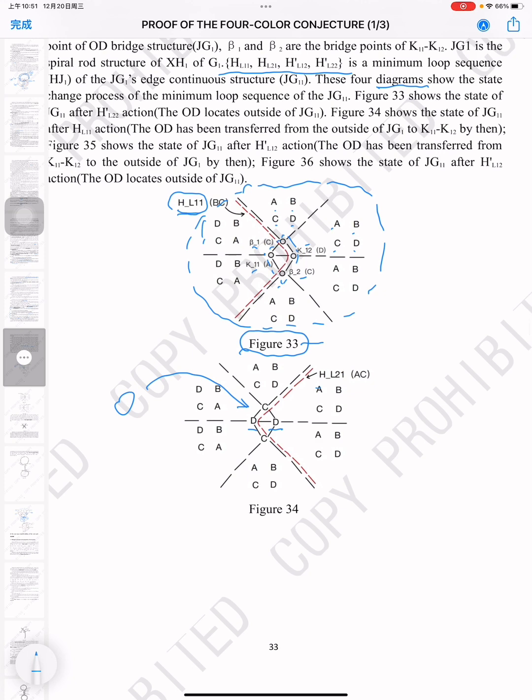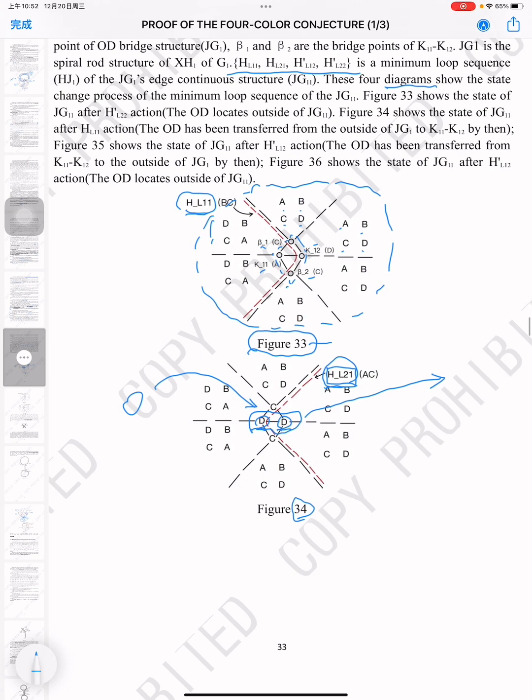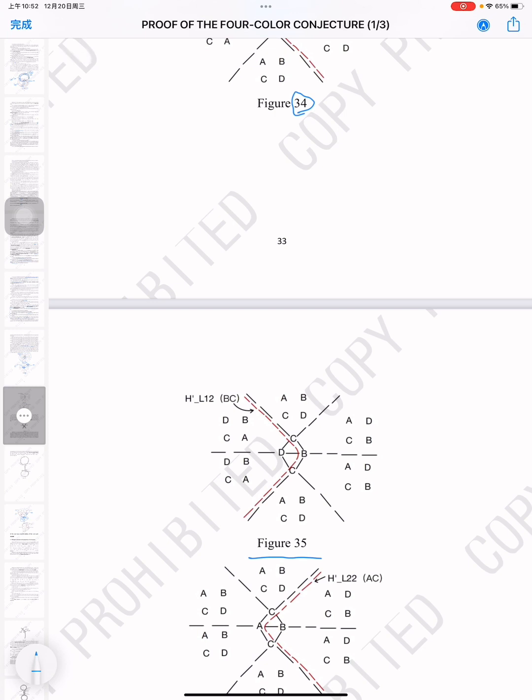And HL21 in this state is about to act in figure 34. And this K11-K12 is the front OD of HL21. So after the action of HL21, the OD is transferred to outside of the DD1. DD11, okay, maybe DD1. DD11 is H continuous structure. So it becomes figure 35.